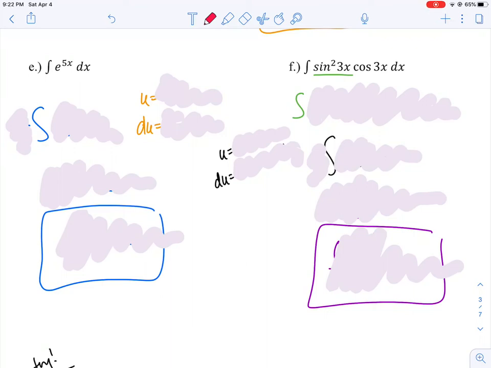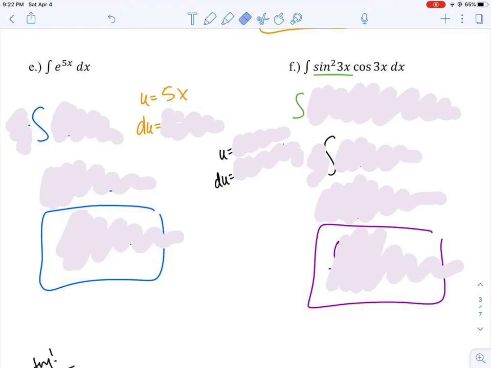Now if this were just e to the x, well, then we know that the antiderivative of e to the x is just e to the x. But this isn't just e to the x, this is e to the 5x, right? A little bit more on the inside. So technically this is a chain rule. And as soon as we see that chain rule, that's probably our clue that it's going to be a U substitution. So what do you think U is going to be in this problem?